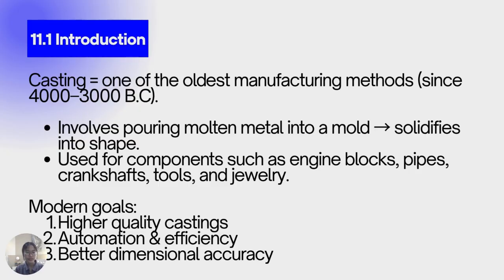Its importance is in producing components with complex geometries that would be difficult or costly to machine, with emphasis that casting supports both small-scale and mass production from jewelry to engine blocks, and how modern casting integrates automation, precise control, and advanced materials to achieve better quality and efficiency.